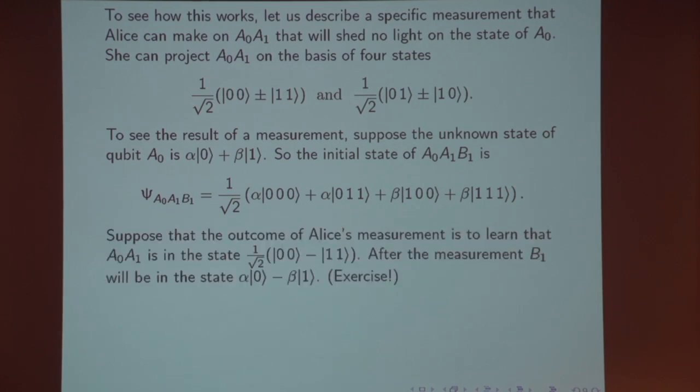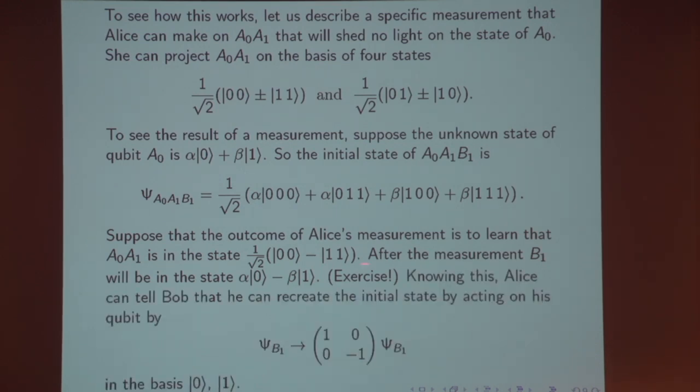Now to see what happens after Alice makes her measurement, suppose she learns that the state A0, A1 is in this final state. After the measurement, B1 will be in this state. I wrote it should be an exercise, but to explain it very briefly, to find out the answer, you project onto the part of the wave function where the first 2 qubits are in the state 0, 0 or 1, 1. So that'll be this part or this part. But because of the minus sign, this one picks up a minus sign and this doesn't. So you get this state for qubit B1.